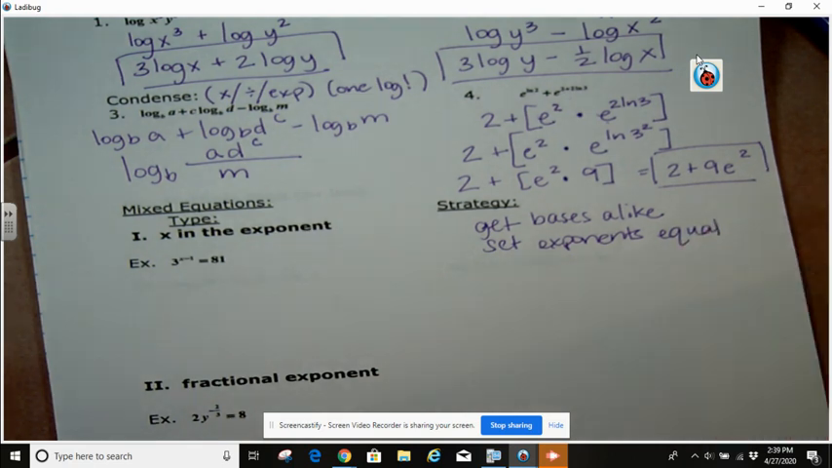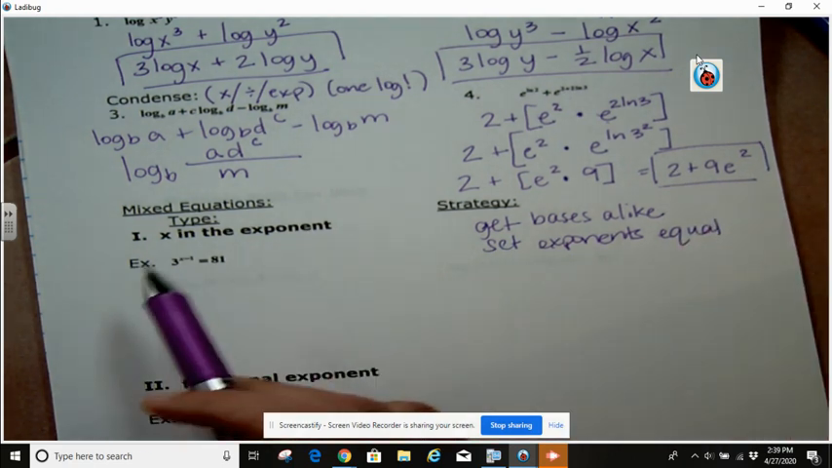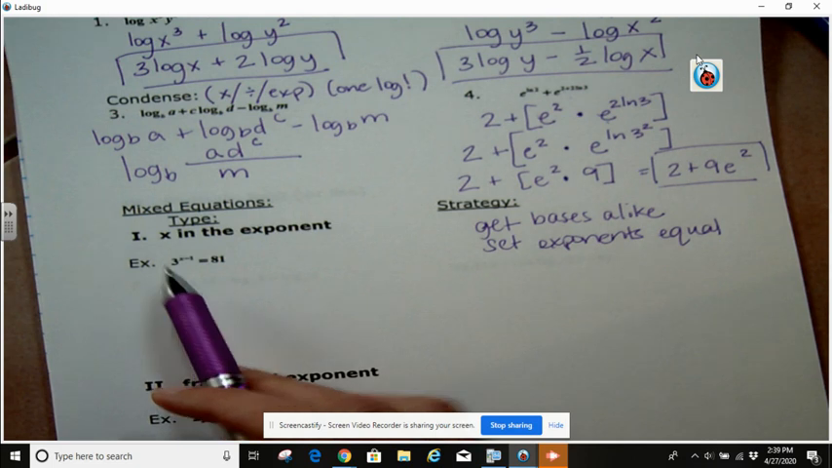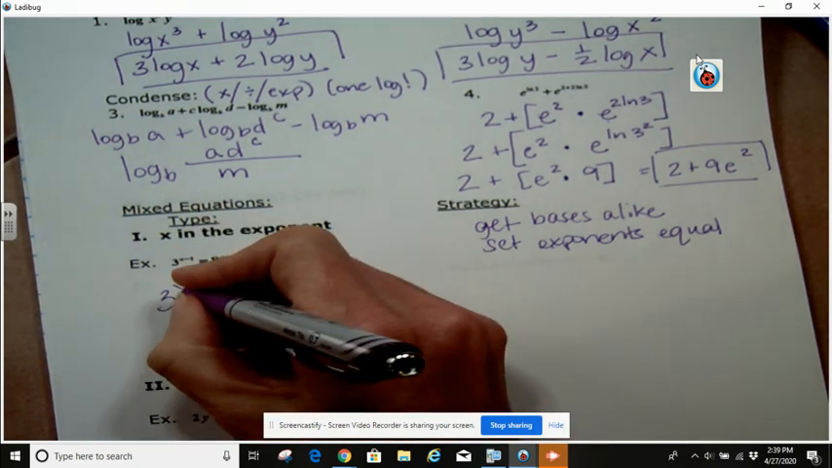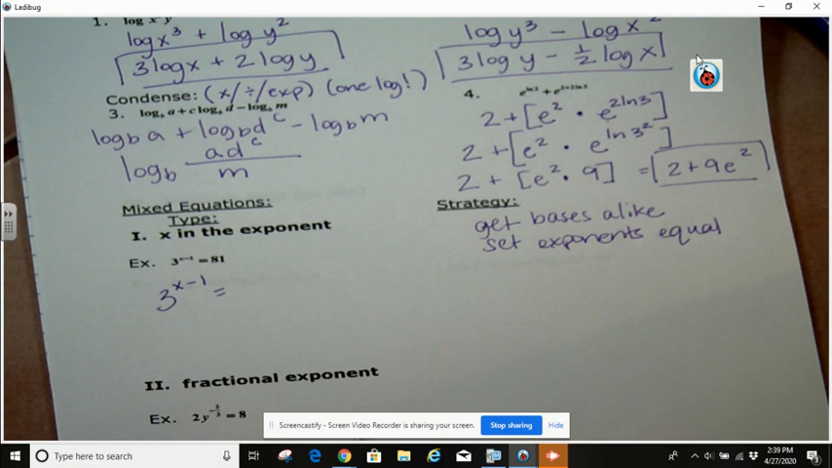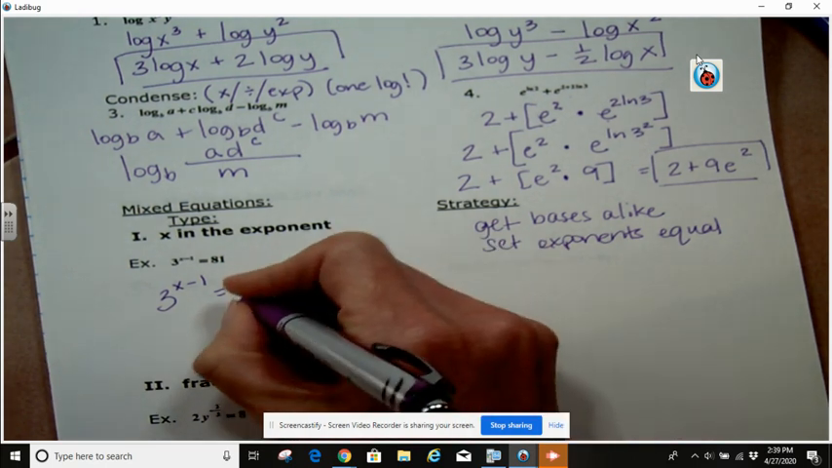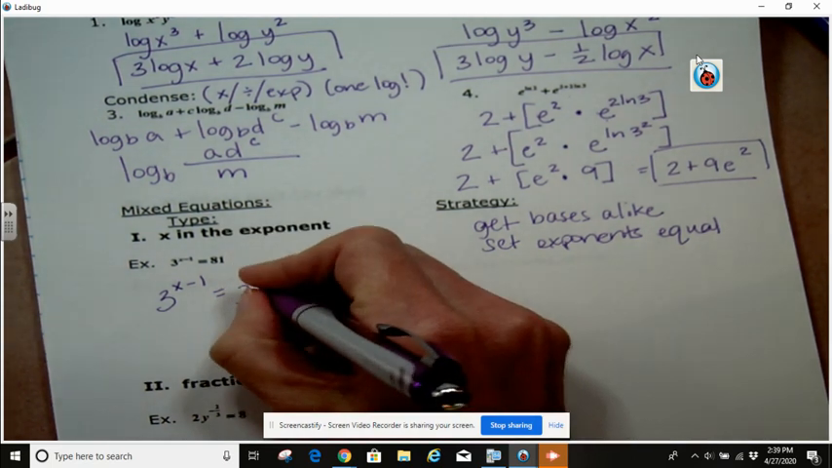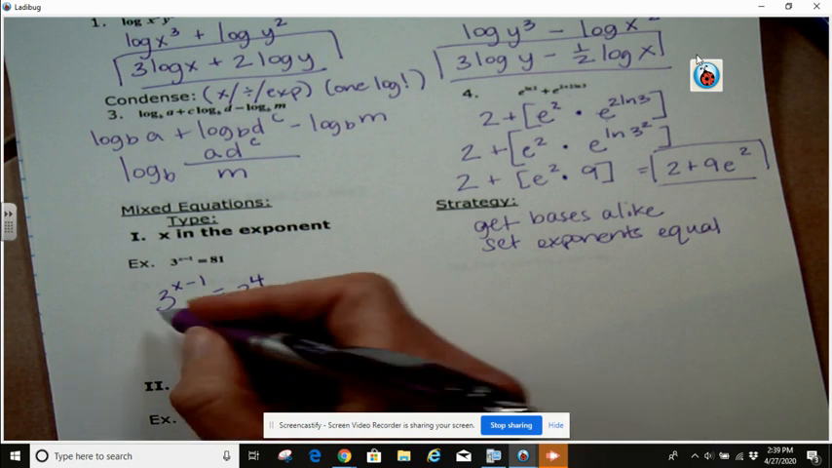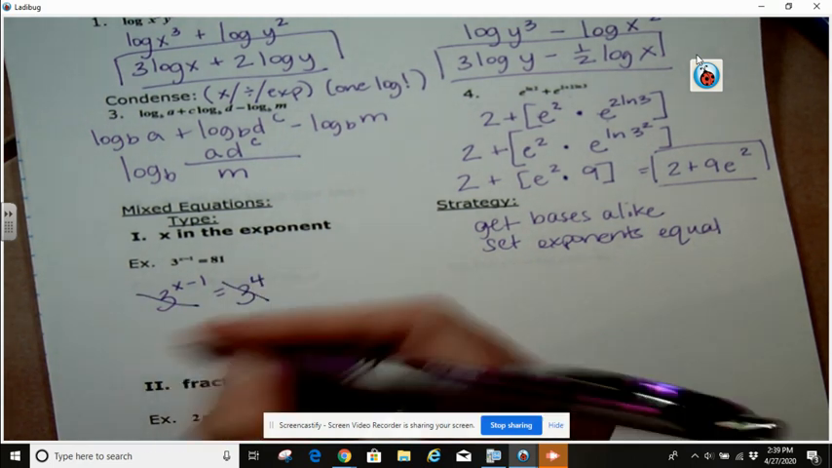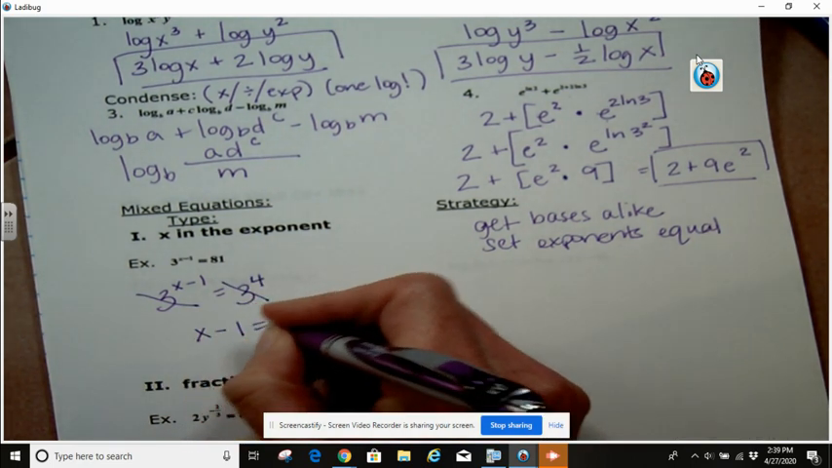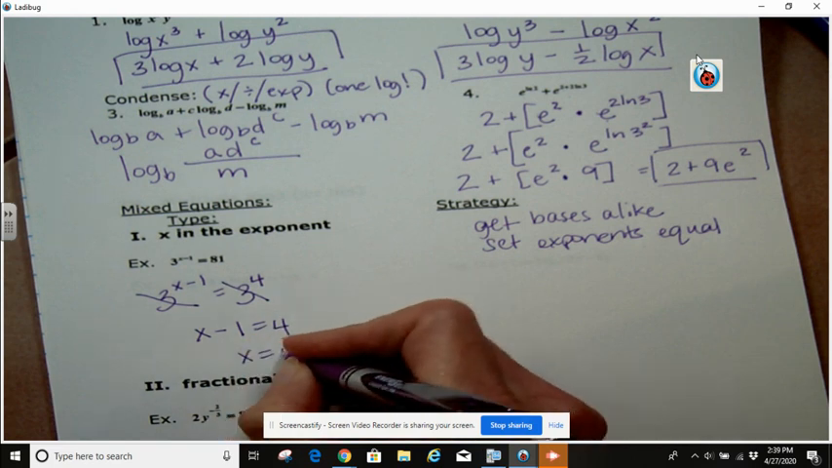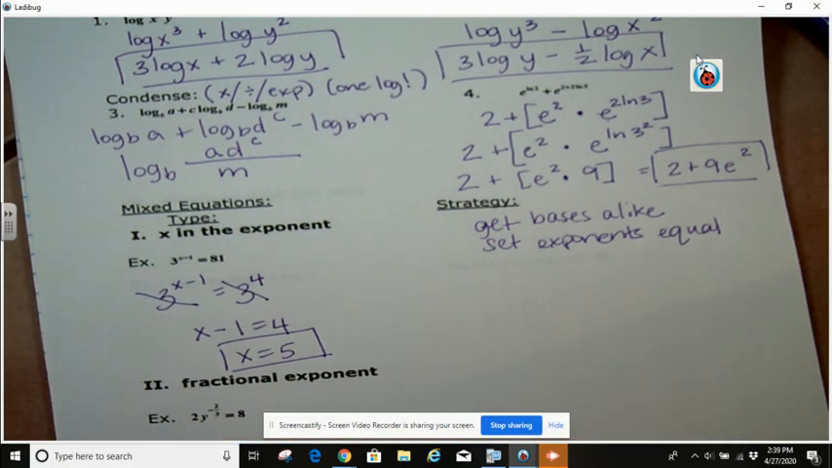This is a review. So 3 is prime, so I'm not going to be able to rewrite that. So it's going to be 3 to the x minus 1. But to make this work, I need 81 to also have a base of 3. So I need to figure out 3 to what power would equal 81. And 3 to the 4th power equals 81. Once the bases are the same, I can make them go away. X minus 1 equals 4. So x is equal to 5 is my solution.